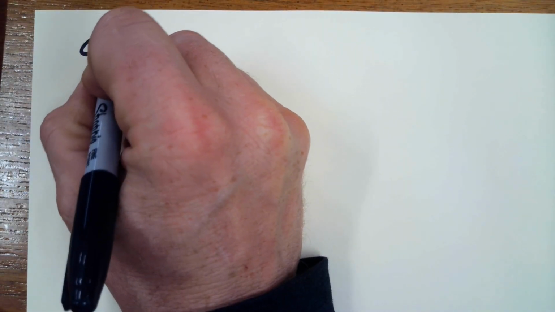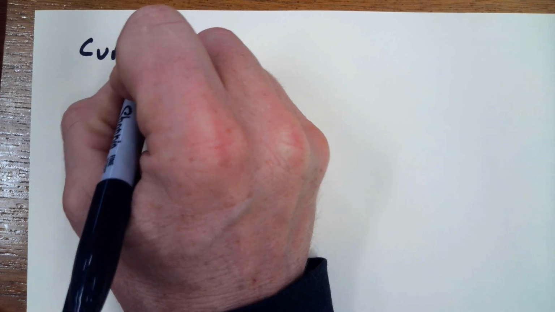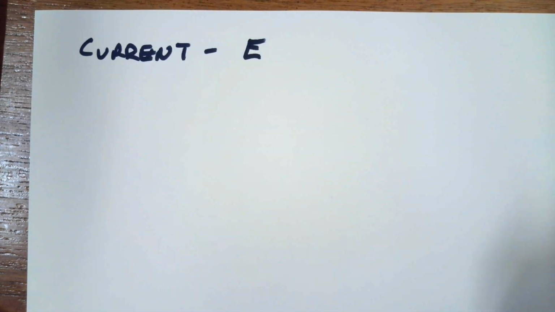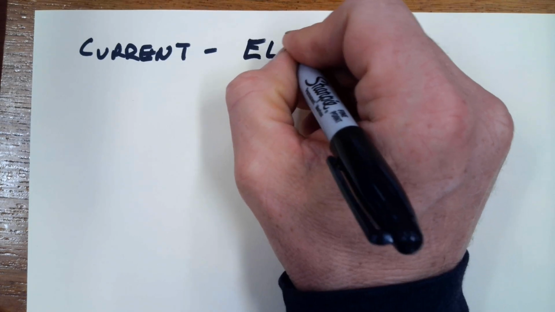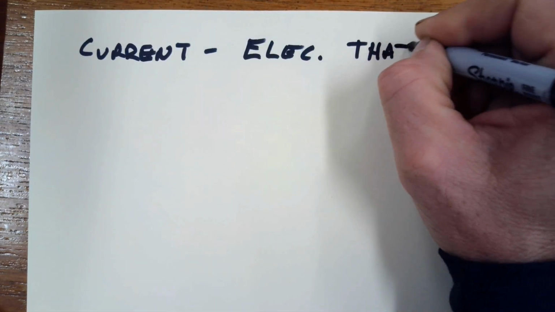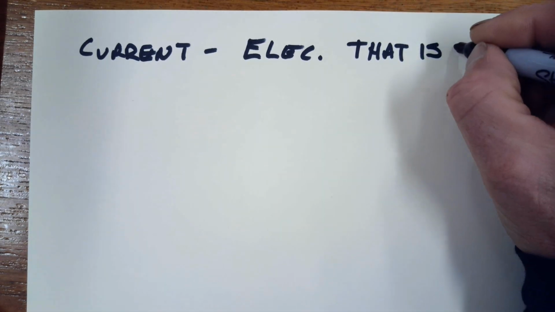Talked about this before. When we start thinking about how electricity moves and how we can use it, there's three basic concepts that come up. The first one is something called current. Okay, and that is electricity that is moving.